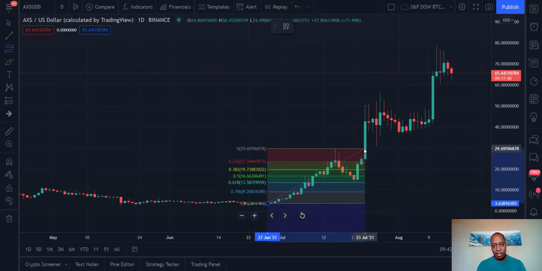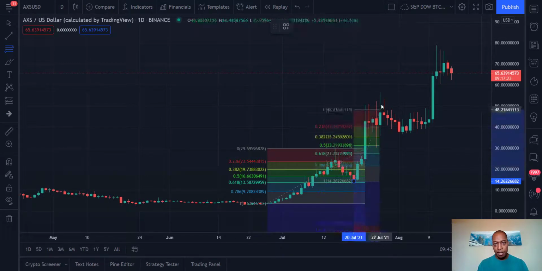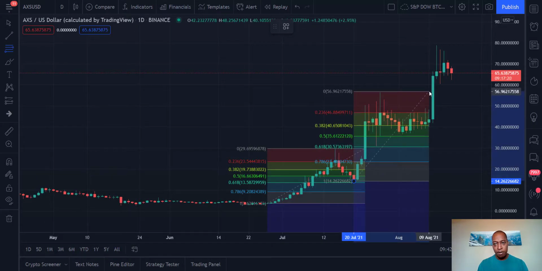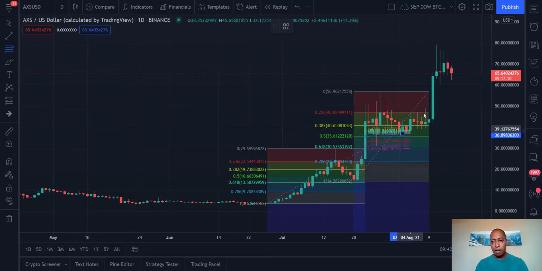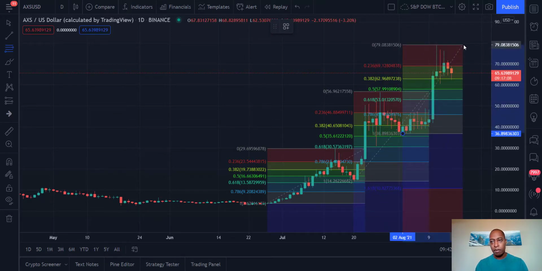If I look at this first part, we had a pullback down to the 61.8. So 61.8 on the first one. Now we're going to get the second one. We're going to go from the bottom here over there and pull it over. This time around, we only got close to the 50% retracement. And when you look at where we are now, going from the bottom of this period to the top here, we actually are at the 38.2%.